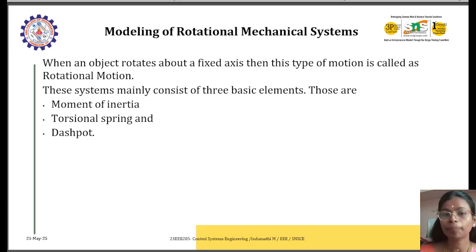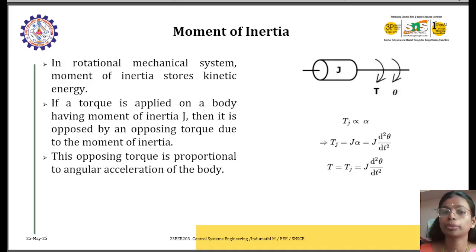In the translation system, our components deal with force. In the rotational system also we deal with force and moment of inertia, but since here we are dealing with a rotational system, the rotational force we obviously call torque. So here we are going to deal with torque, the opposing torque and the applied torque. In the translation system, the object moves in a straight line, so there will not be any rotational forces; we deal with force and mass.